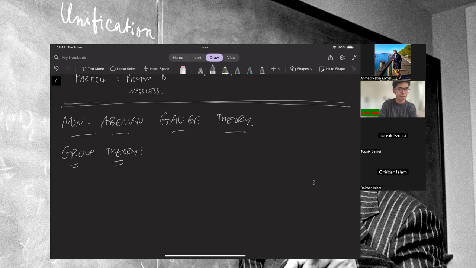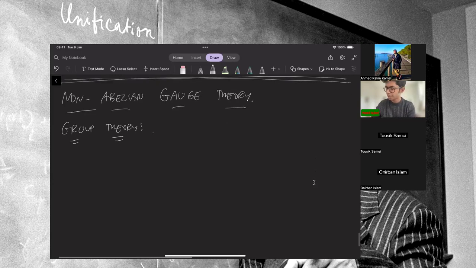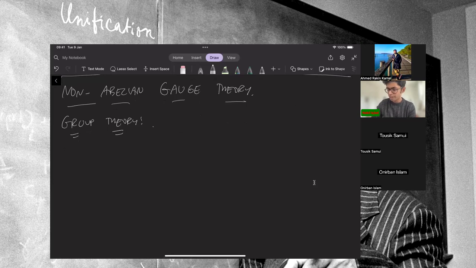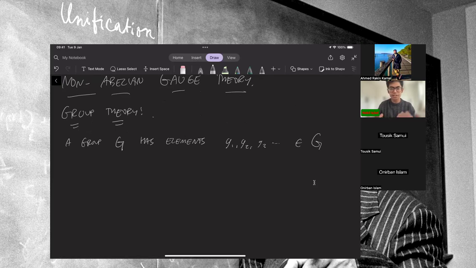So a brief recap of the minimum group theory that we need. What is a group first? A group G has elements in it, which we can call g1, g2, g3, and so on. These are all elements of the group G. If it's a group, then there's some way to combine two elements to get a third element. The definition of a group is that there's some way to combine, for example, g1 and g2 to get some third element, g3.